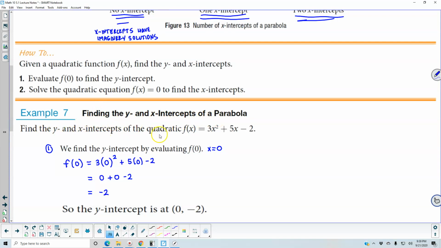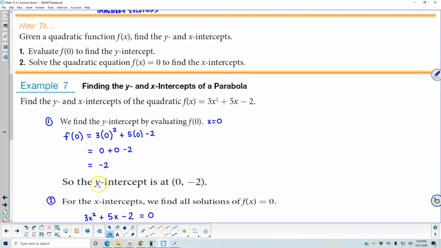Finding the y and x-intercepts of the quadratic function f(x) = 3x² + 5x − 2. In step 1, we find the y-intercept by evaluating f(0). So we're going to let x equal 0 and plug it into the function. So we get 3 times 0 squared plus 5 times 0 minus 2. So we get 0 plus 0 minus 2, which gives us negative 2. So because we know that x is equal to 0, the y-intercept is going to be at (0, −2).